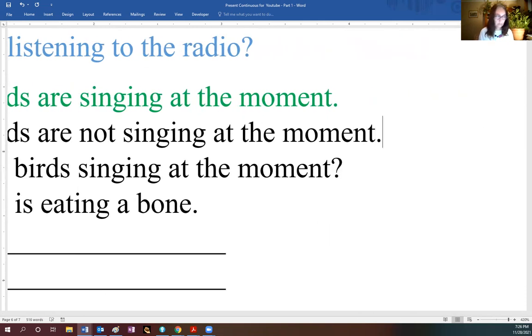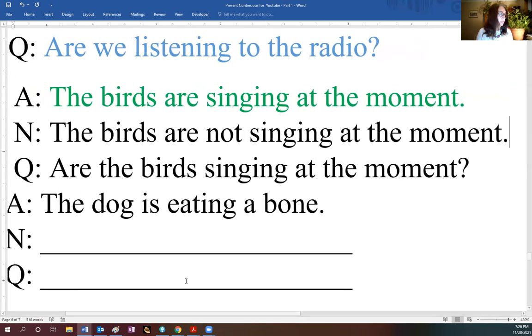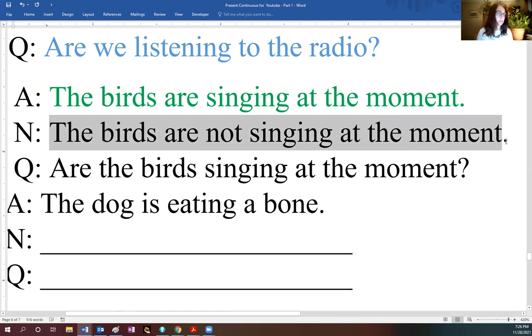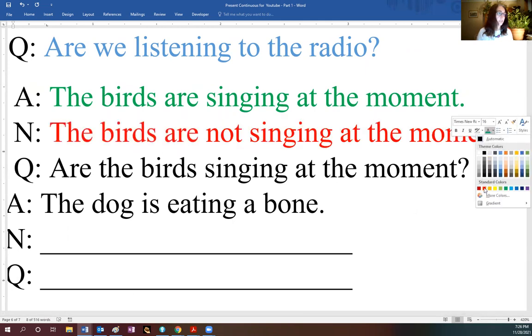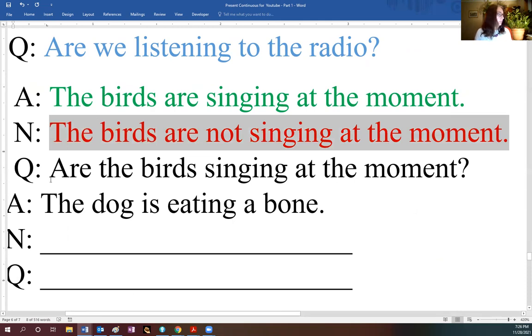Okay, they are not singing, or you could write the short form. You can say the birds aren't singing at the moment. Okay, we changed this one to red. There you go. And are the birds singing at the moment? The question. Okay, let's see.